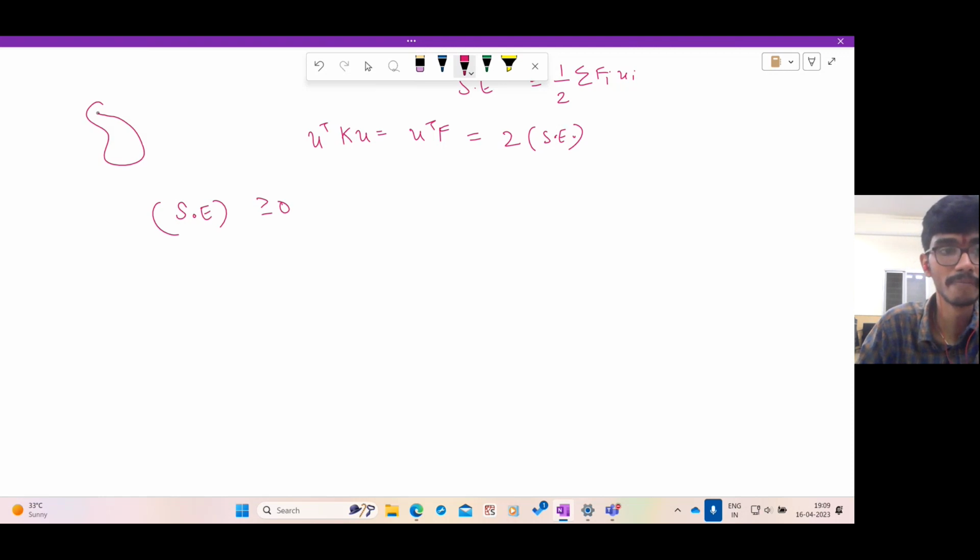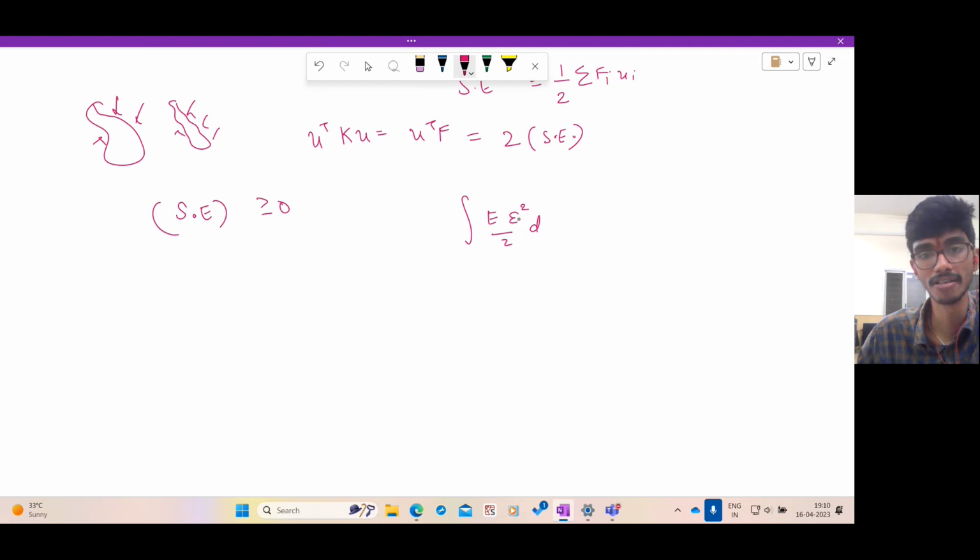So if there is a body and it is subjected to some forces, it is deformed. There is some accumulated strain energy. You know, strain energy is given as integral of E epsilon squared by 2 for a linear elastic body. So it's an integral of a square, and E is greater than 0. So strain energy is either 0 or positive. But when is it 0? When there are no strains in the body. But if there are no strains in the body, it means strain energy equal to 0 means we have rigid body motion.